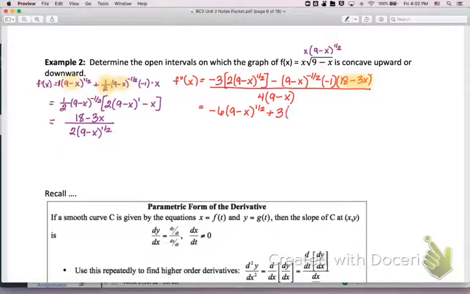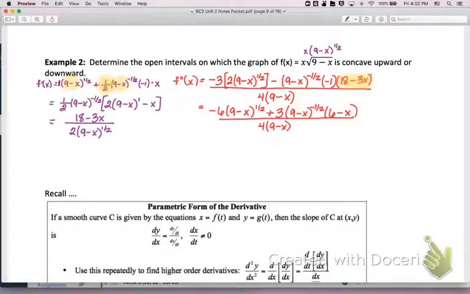So that gives me 9 minus x to the negative 1/2. The negative 1, change that to a plus, so I've got that. And I took the 3 out of this, which makes it 6 minus x. Whew. And that's all over 4 times 9 minus x.